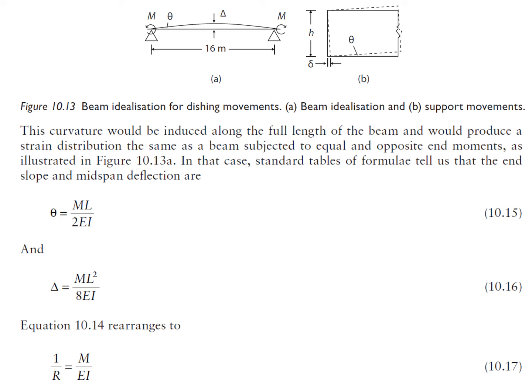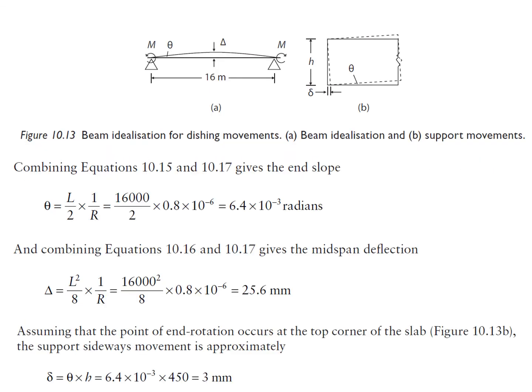We can rearrange the engineer's beam equation to tell us that the curvature is equal to M over EI. So combining these equations, we can work out what the end rotation is, which in this case comes out at 6.4 times 10 to the minus 3 radians, and also the midspan deflection, which is 25.6 millimeters.